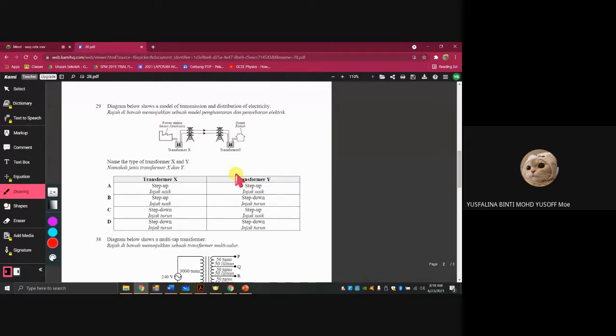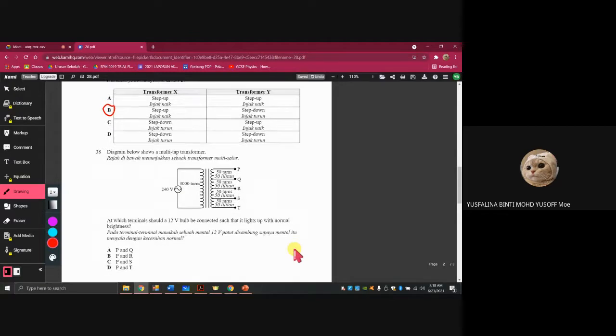The answer is B. For this one, from the power station or the power plant, I already told you that you have to increase the voltage. And then after that, when you reach our house, you need to use the step-down transformer. So the answer is step up, step down. Yes, very good.